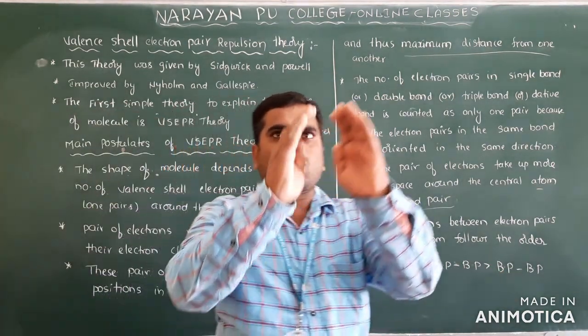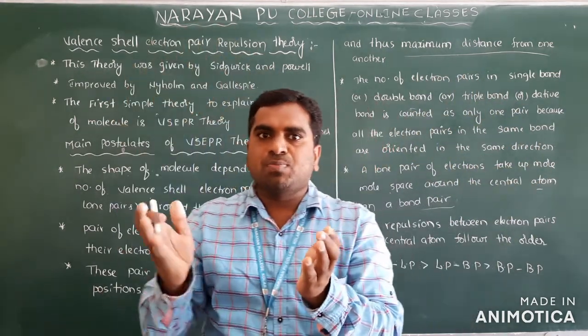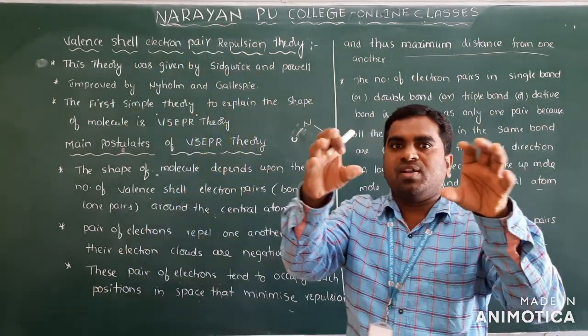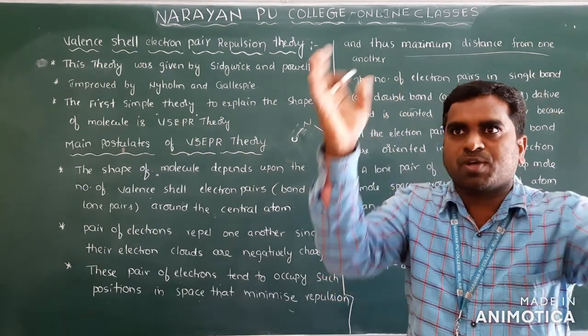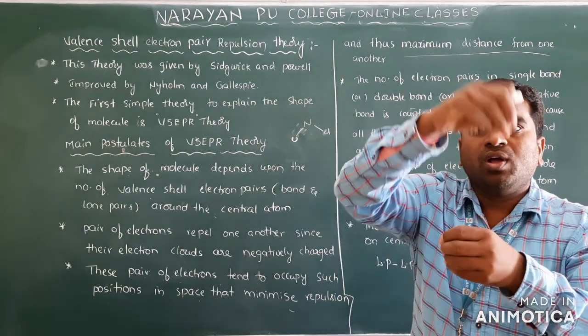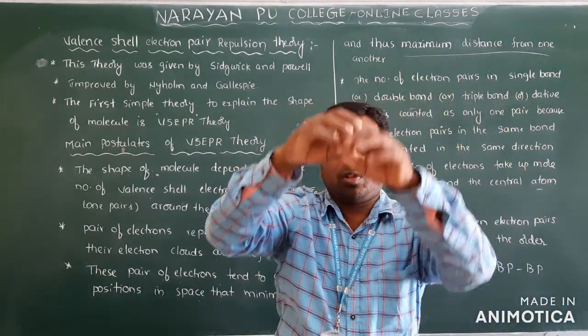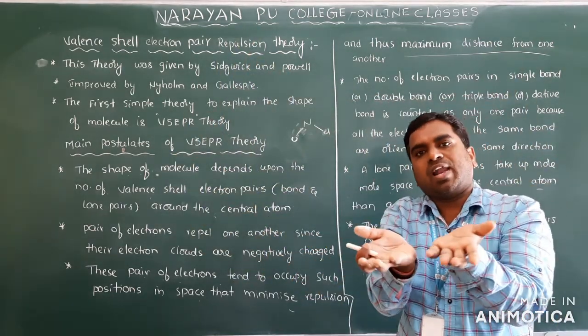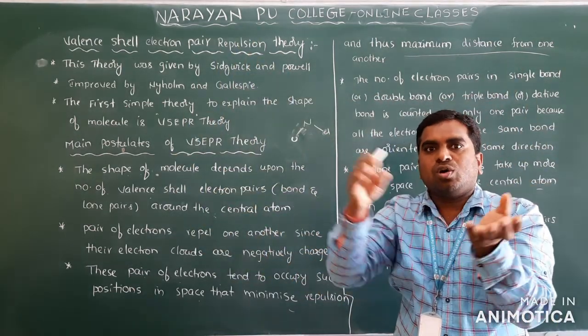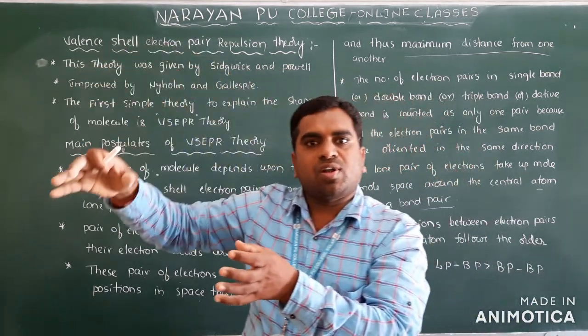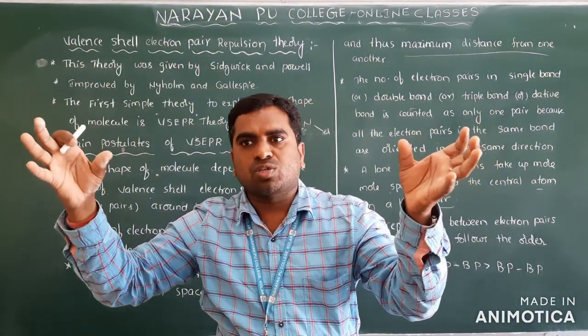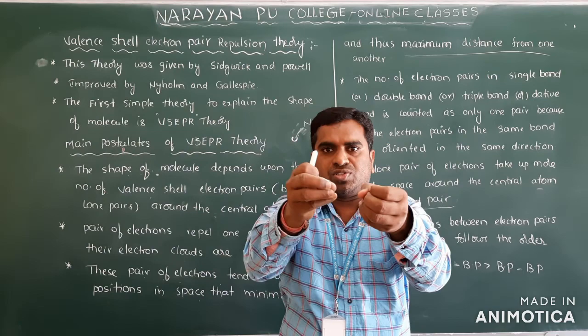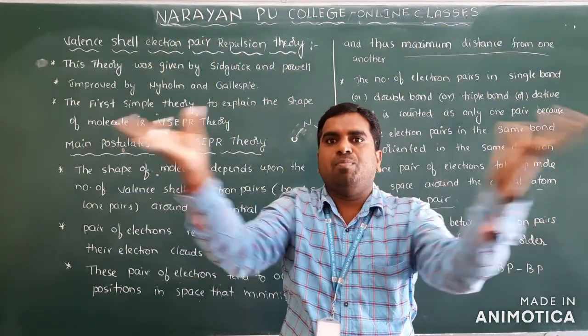Because the lone pairs occupy more space. More space means the probability of electron density is more. It means these electrons can move here and there, since more space is available. So if another lone pair of electrons is there, there is a high probability it will come close, since the lone pair occupies more space, and there will be more repulsions.